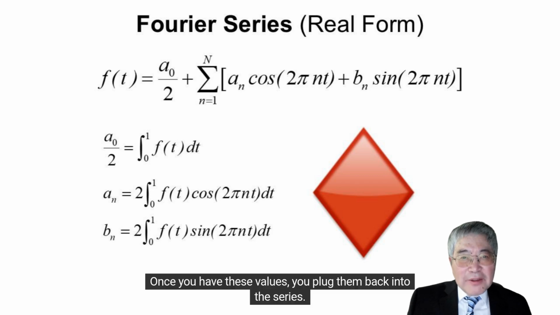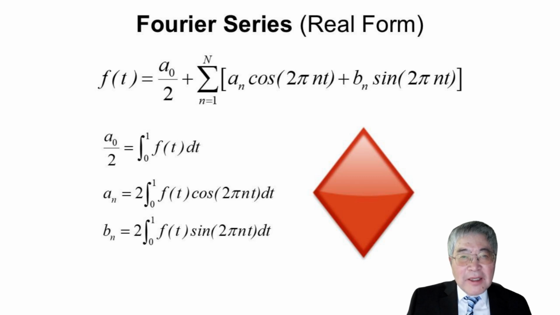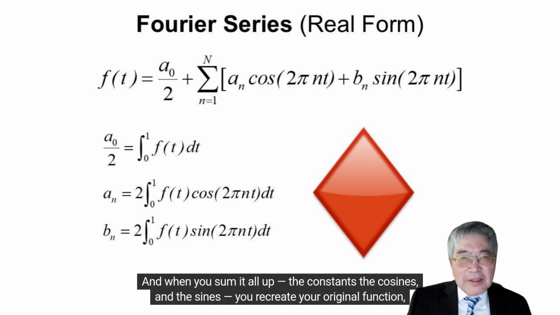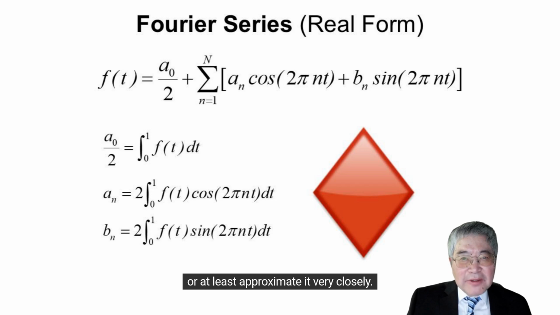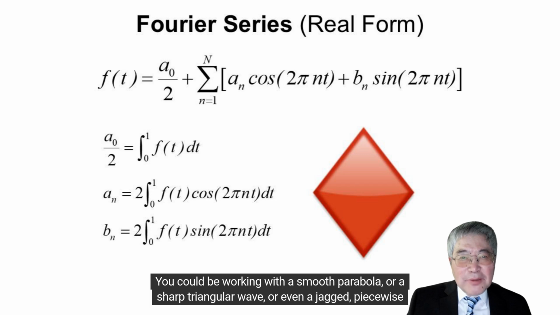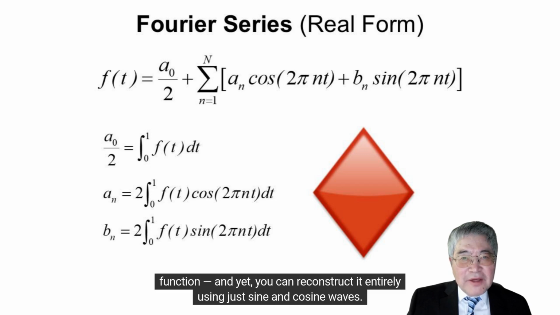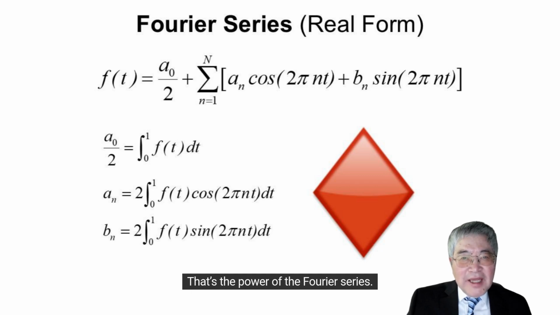Once you have these values, you plug them back into the series. And when you sum it all up, the constants, the cosines, and the sines, you recreate your original function, or at least approximate it very closely. It's almost magical. You could be working with a smooth parabola, or a sharp triangular wave, or even a jagged piecewise function, and yet you can reconstruct it entirely using just sine and cosine waves. That's the power of the Fourier series.